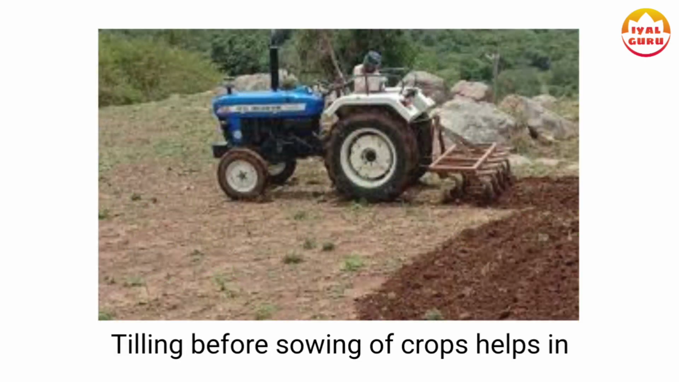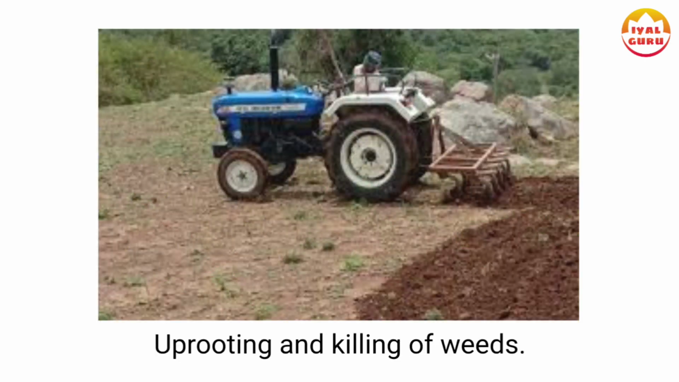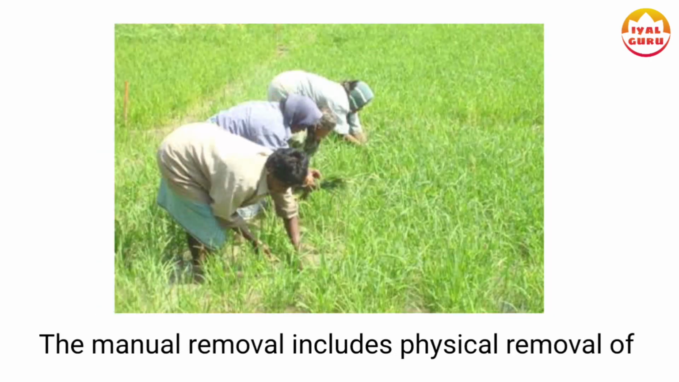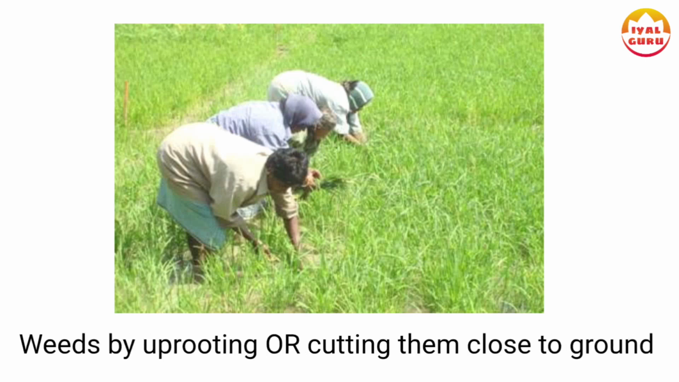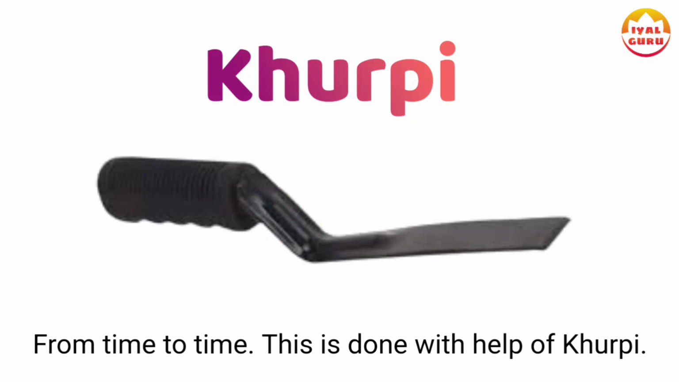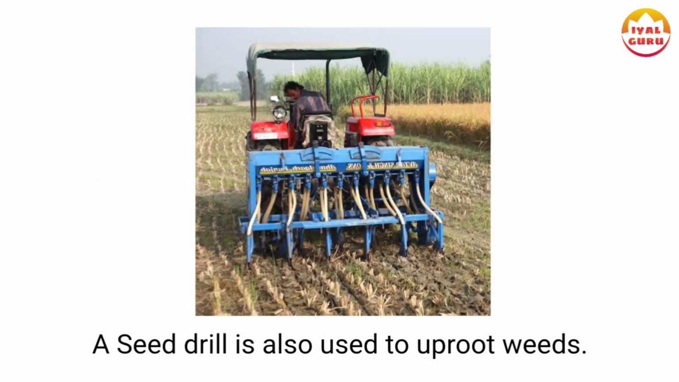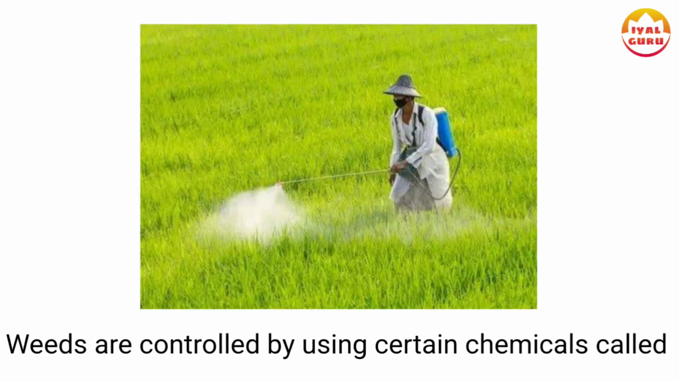Tilling before sowing of crops helps in uprooting and killing of weeds. The manual removal includes physical removal of weeds by uprooting or cutting them close to the ground from time to time. This is done with the help of a khurpi. A seed drill is also used to uproot weeds.